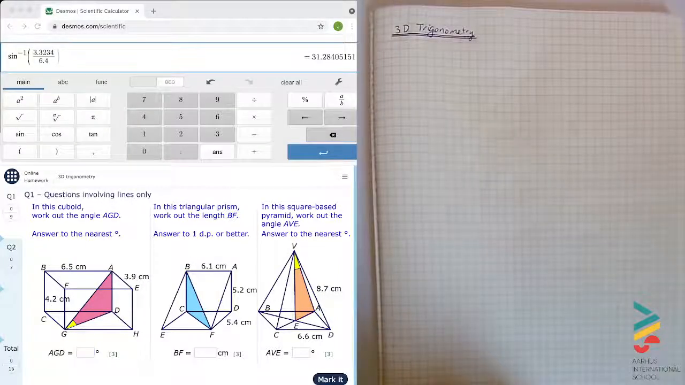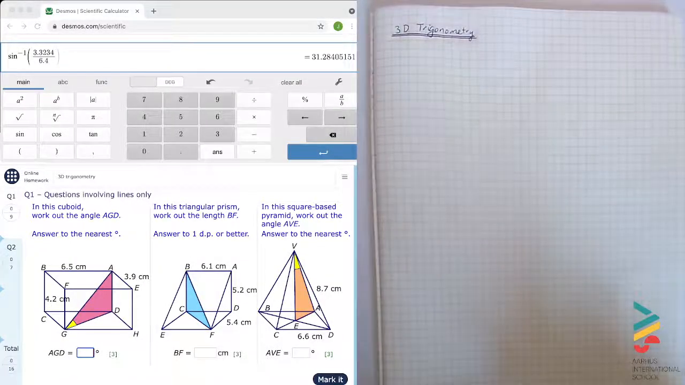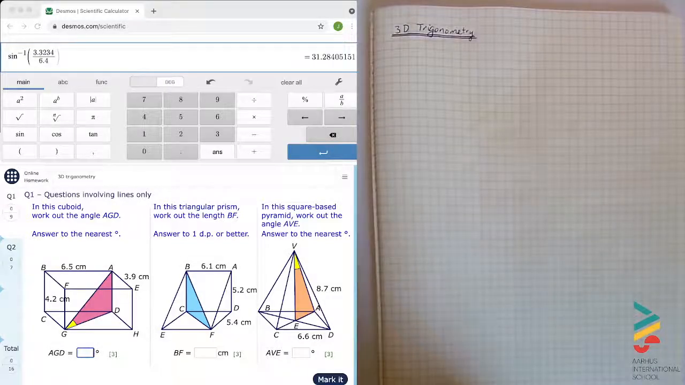Okay, looking at the My iMaths exercise on 3D trigonometry. Question 1, first part of that says, in this cuboid, work out the angle AGD. So that involves a pink triangle inside the cuboid.